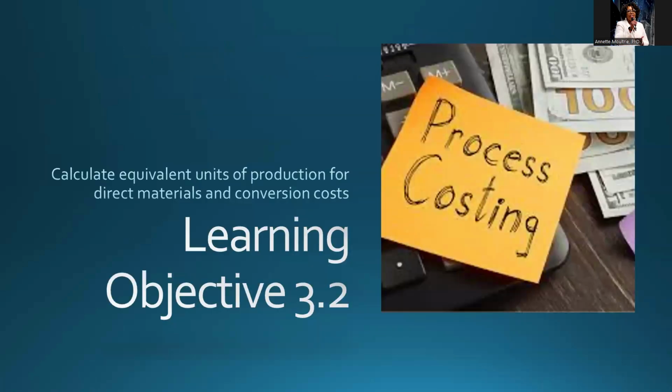And this is the end of Learning Objective 3.1. Our next video will cover Learning Objective 3.2, whereas we calculate equivalent units of production for direct materials and conversion costs. So stay tuned for part 2.